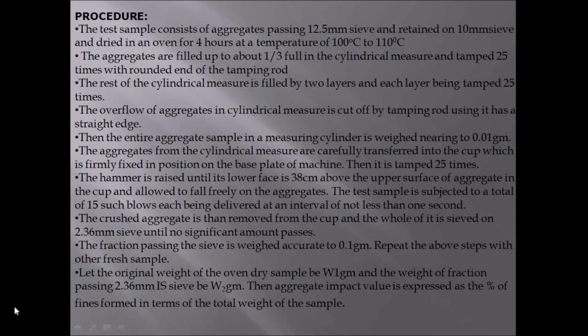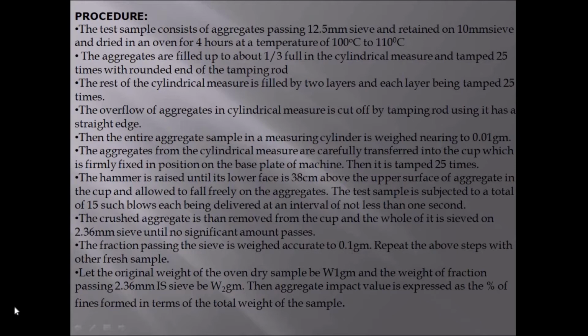Then the entire aggregate sample in the measuring cylinder was weighed, and the aggregates from the cylindrical measure were carefully transferred into the cup, which is fixed in position on the base plate of the machine. Then it is tamped 25 times. The hammer was raised until its lower face is 38 cm above the upper surface of aggregate in the cup and it was allowed to fall freely on the aggregates. The test sample was subjected to a total of 15 such blows, each being delivered at an interval of not less than 1 second.